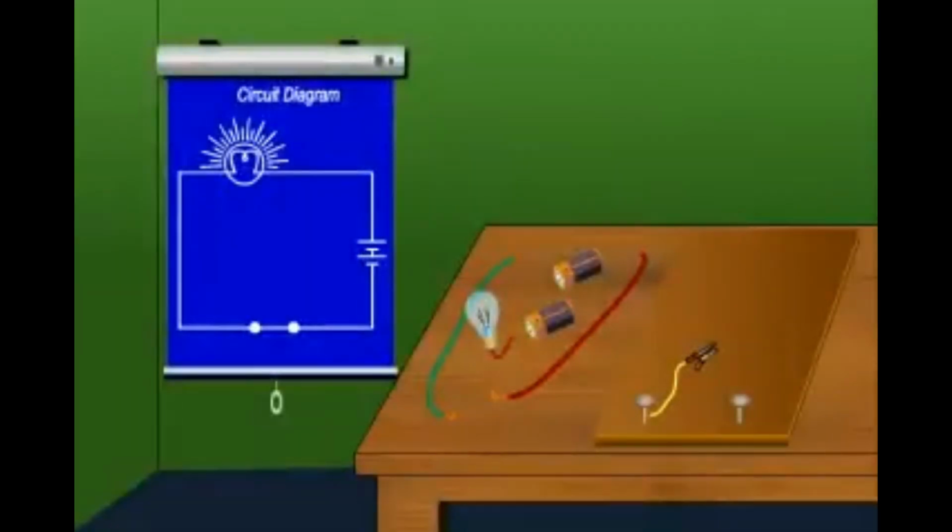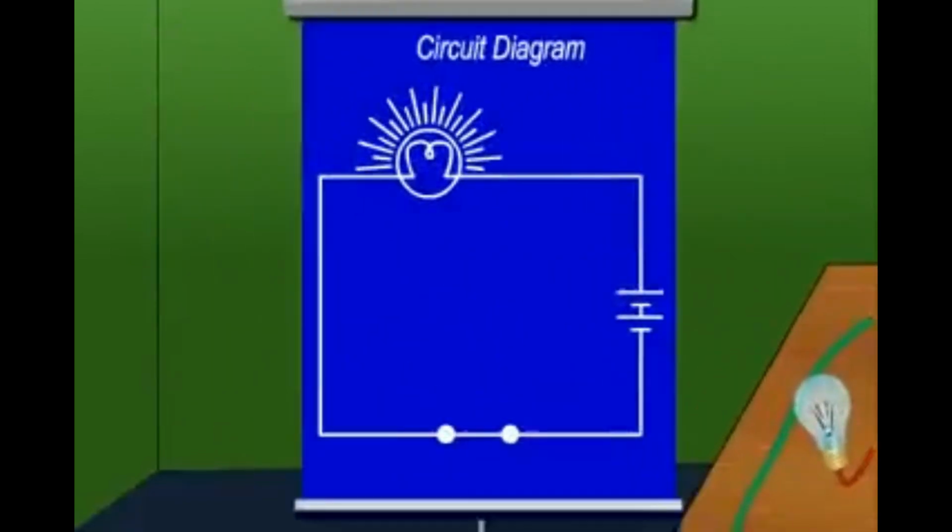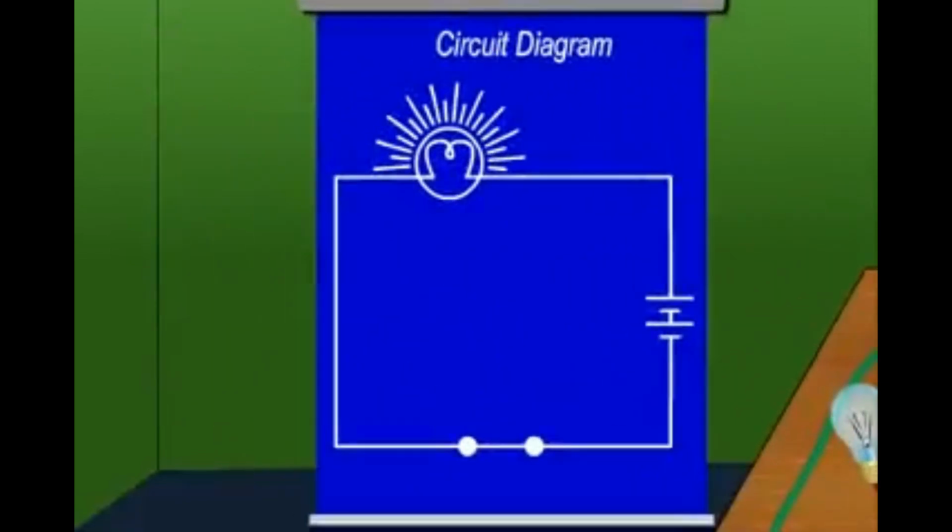Let's try to draw a circuit diagram. In fact, I'll give you a diagram and let's try to make an electric circuit. It's always very interesting. Now look at this. You see the circuit? Now what we first do is we identify the electric components from their symbols.